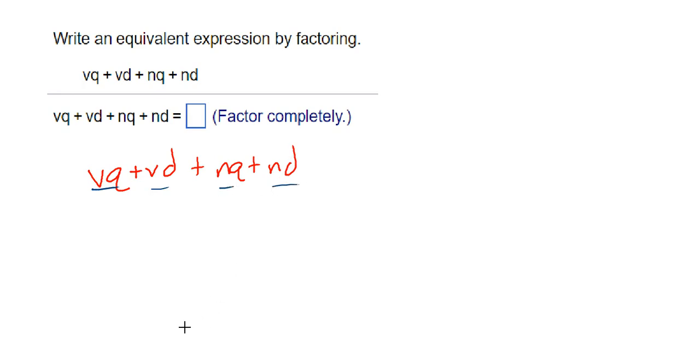So we're going to try factor by grouping. I'll start by grouping the first 2 terms together. So we'll have VQ plus VD in one group. And then I'll group the second 2 terms together. We'll have NQ plus ND. And that'll be a positive NQ because that's a positive sign, so that'll stay positive. And then in between my 2 groups, I always start with a plus sign.